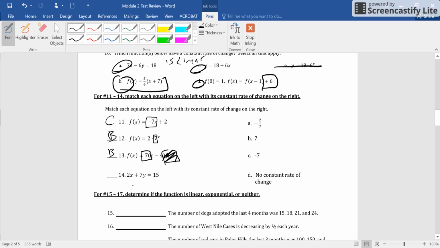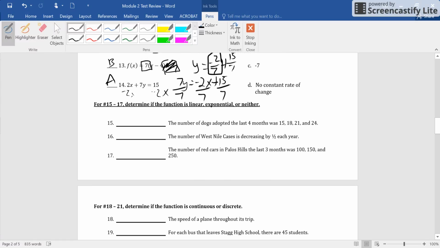And finally, this constant rate of change I'm going to need to solve. Okay, so it's going to be 7y equals -2x plus 15. And then I need to divide everything by 7. So y equals -2/7 x plus 15/7. Okay, so my constant rate of change is -2/7, so that should be A.